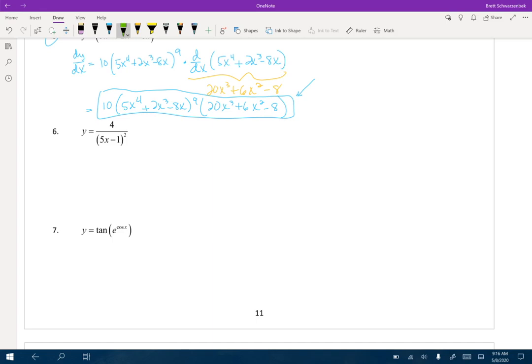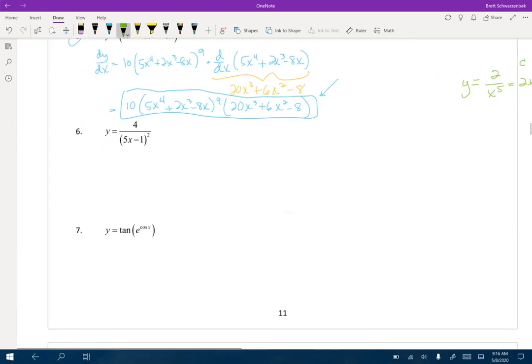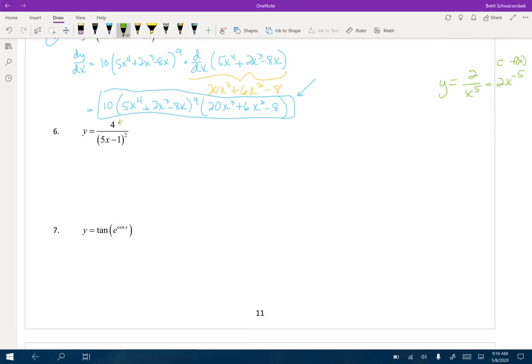But as I've stated before, let's say we were given y is equal to 2 over x to the 5th. What I've stated before is using the quotient rule for this is a waste of time. Why? Because we can change this to 2x to the negative 5 and do a simple power rule with a constant multiple, and get a super simple easy derivative and be done with it. So it turns out that this is a quotient rule that has a constant in the numerator, so we can change this to 4 times 5x minus 1 to the negative 2.